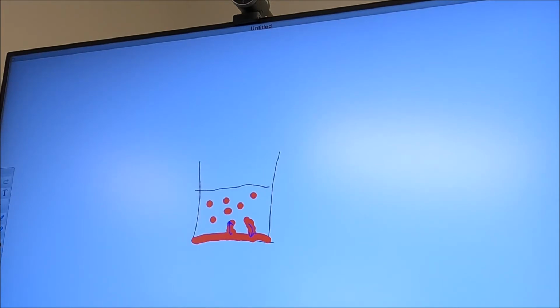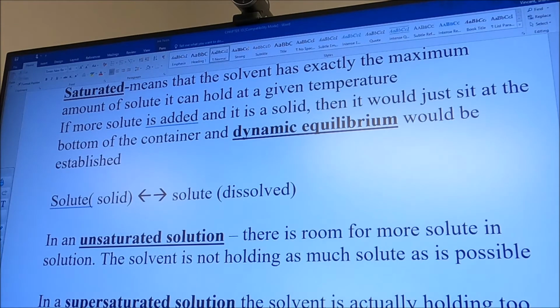Now, if something is supersaturated, well, let's go to unsaturated first. An unsaturated solution has more room for more solute. So if sugar was my solute, and it was unsaturated, if I dumped more sugar in and I stirred, the sugar would dissolve up until we reach the saturation point. If something is supersaturated, you're actually holding more solute than is possible for the solvent to hold.